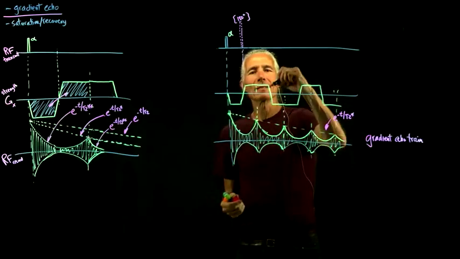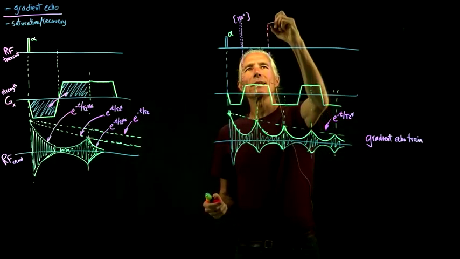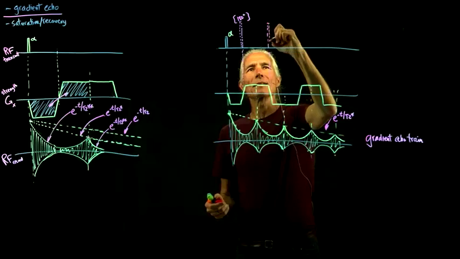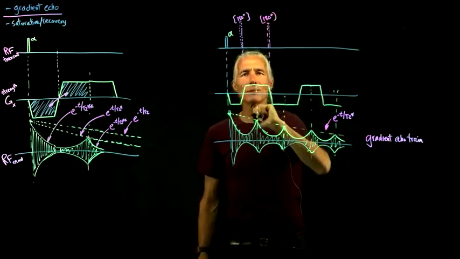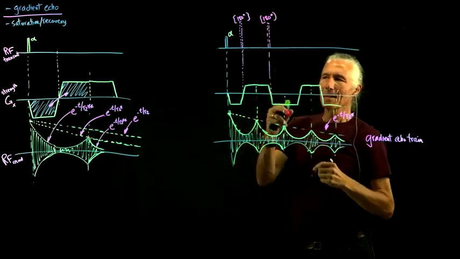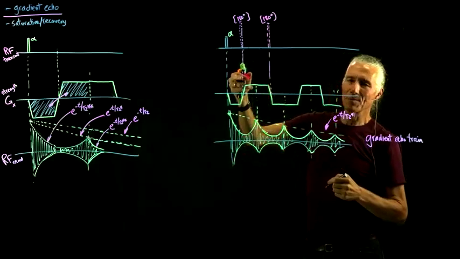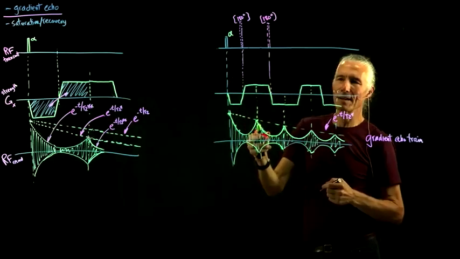And so what would happen is, if at this point you did another 180, you would get another spin echo at the same place. So there is no 180 in this sequence here, but it's just to make the analogy of where the 180s would be if you had a spin echo, to make a spin echo here instead of a gradient echo.